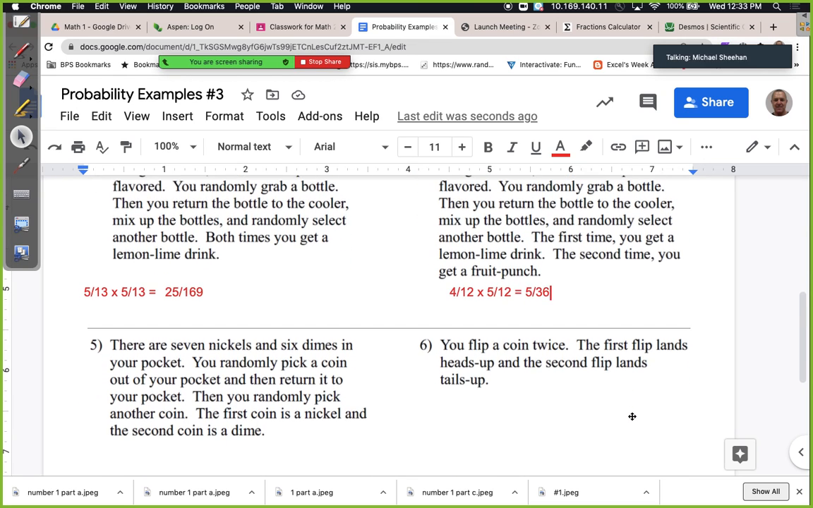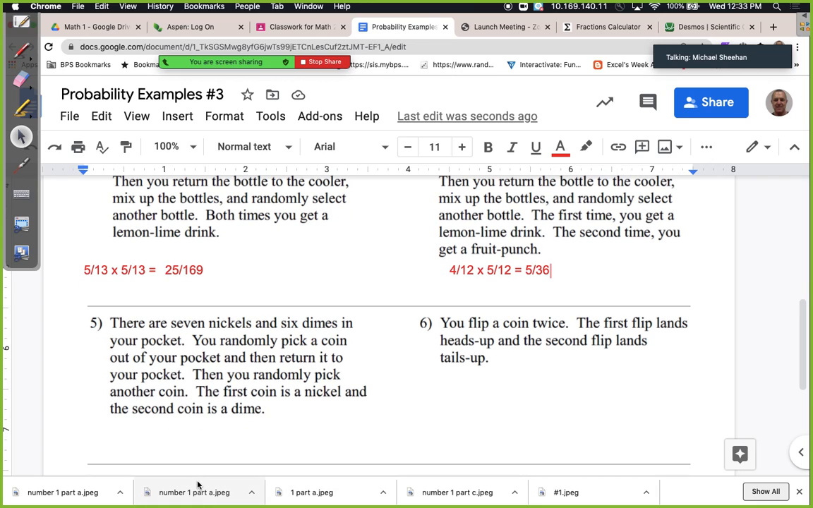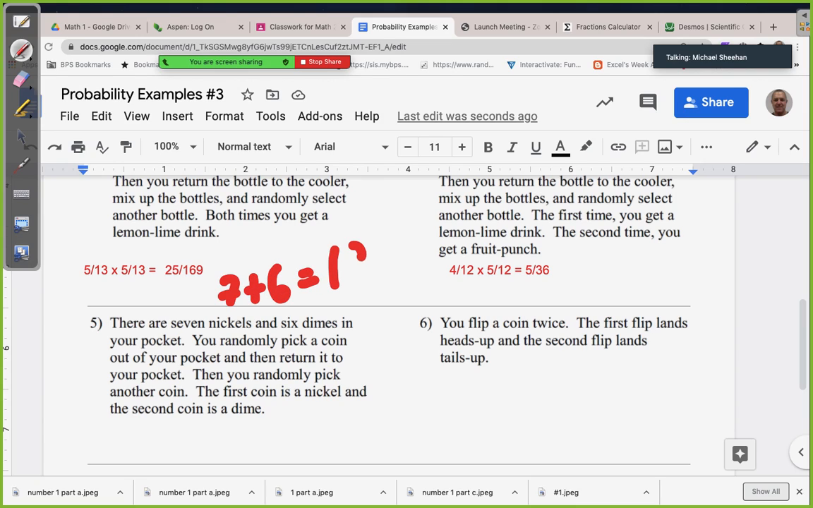Let's mix it up a little bit. All right, number 5. We've got 7 nickels and 6 dimes in our pocket. So first of all, I got 7 plus 6. That's 13 coins. All right. Now I want to know what's the probability I randomly pick a coin out of my pocket.